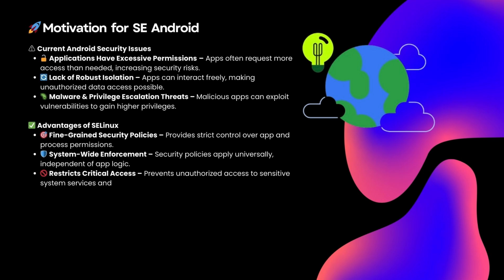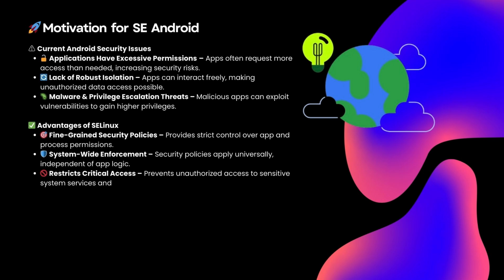What's better? SELinux applies these security policies universally. Whether the app is requesting permission or not, the system enforces the security rules, making sure everything follows the set guidelines. Lastly, SELinux makes sure that no app or process can access sensitive system services or user data unless it's specifically allowed. This significantly reduces the risk of unauthorized access or exploitation.